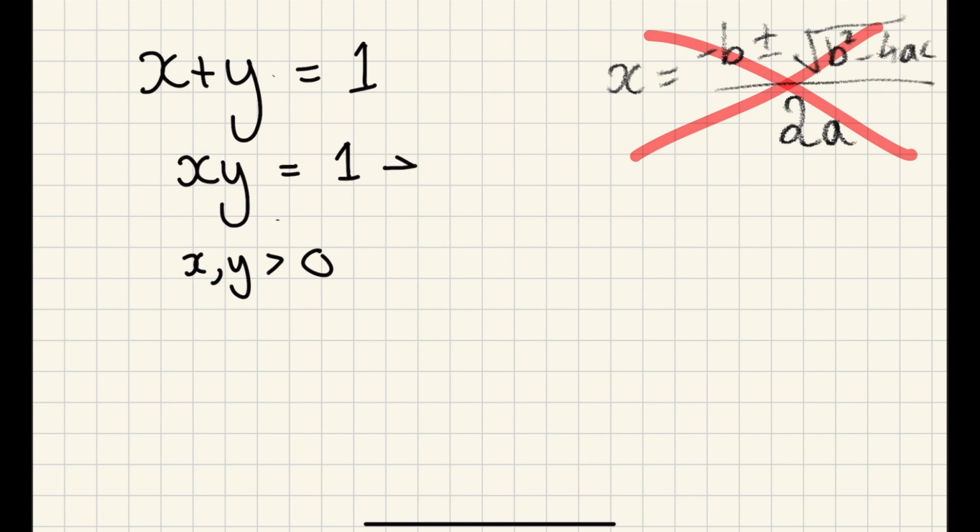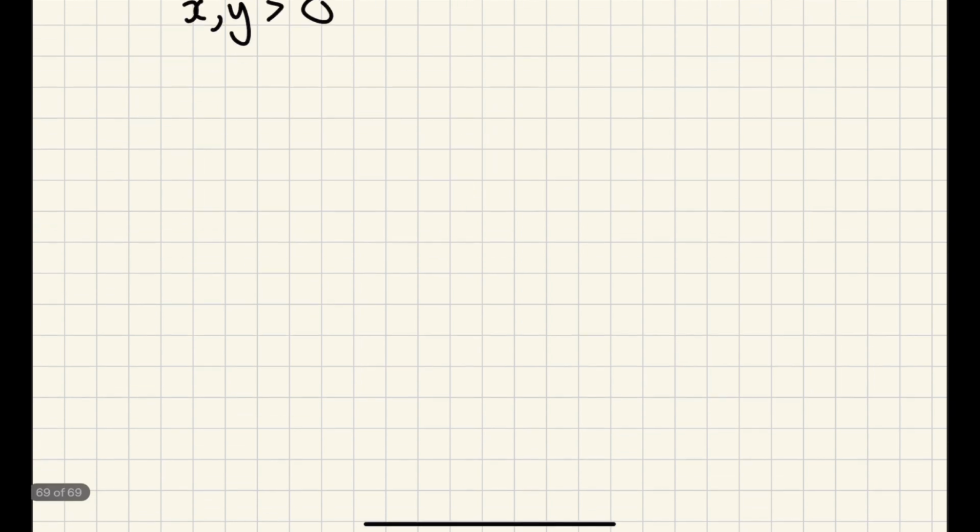Now, the second thing I'm going to do is substitute in y in terms of x. So this equation here turns into y equals 1 over x, and I can substitute that into this one. And this gets us another equation. So you get x plus 1 over x equals 1.